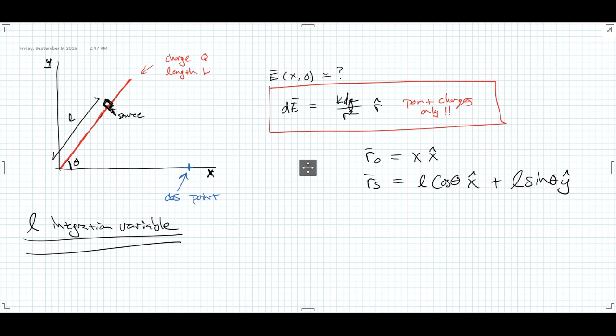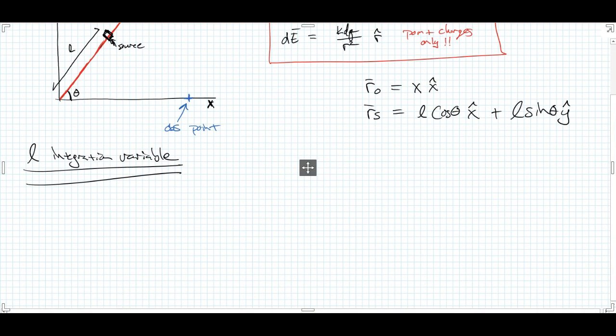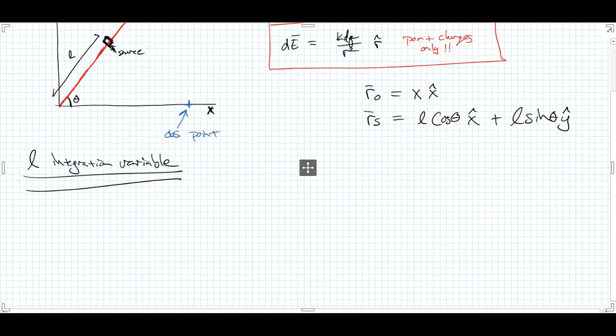Now, of course, we can try to understand what it is that we're doing, and that's what I'm going to try to do as we go along. So I'm going to calculate the displacement vector that goes from the source charge to the observation point. That's going to be the position vector of the observation point minus the position vector of the source charge.